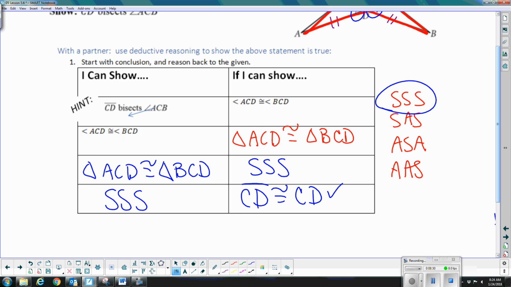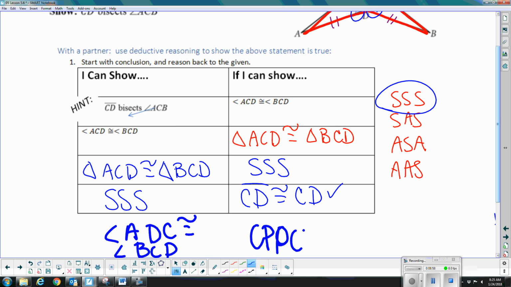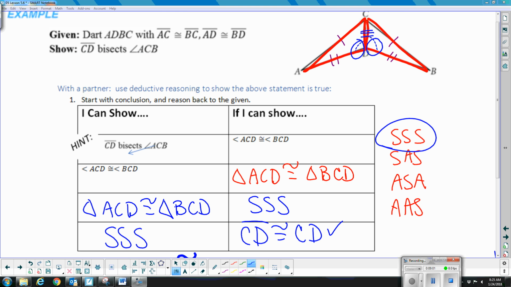so I can show that ACD or I can show that the angles are congruent. Angle, that should be angle ADC is congruent to angle BCD because of corresponding parts of congruent triangles. So because these two triangles are congruent, those angles have to be congruent. And if those angles are congruent, then I know that CD is an angle bisector.